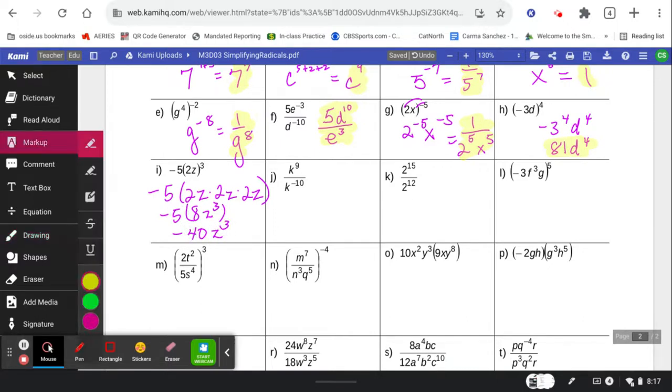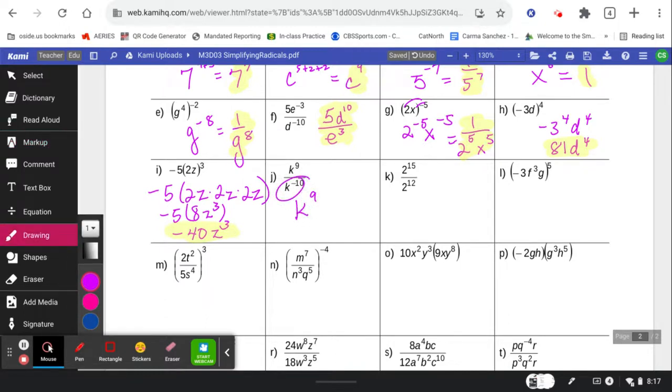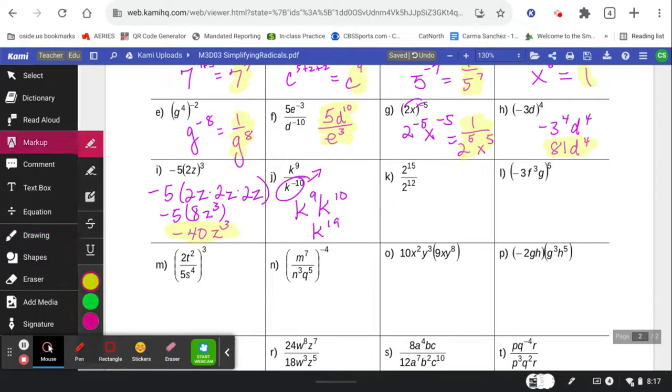How'd you do? Over here, k to the 9th stays up top, but k to the negative 10th wants to move up. And then I can do the add rule for my final answer of k to the 19th. You could have also done this problem as the subtract rule. You know, there's a couple alternatives.